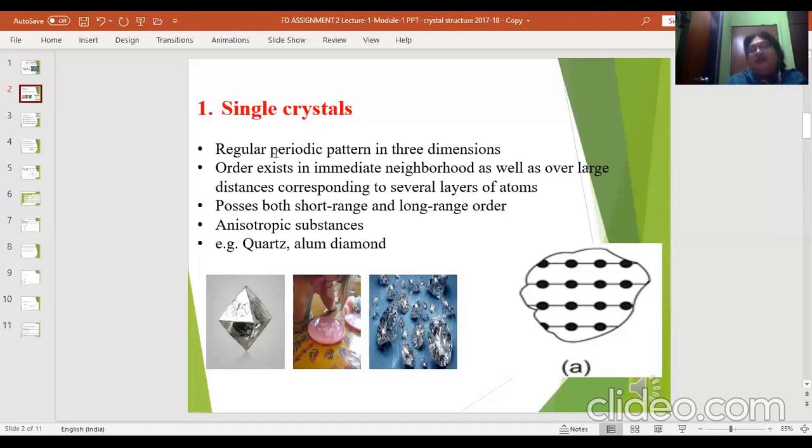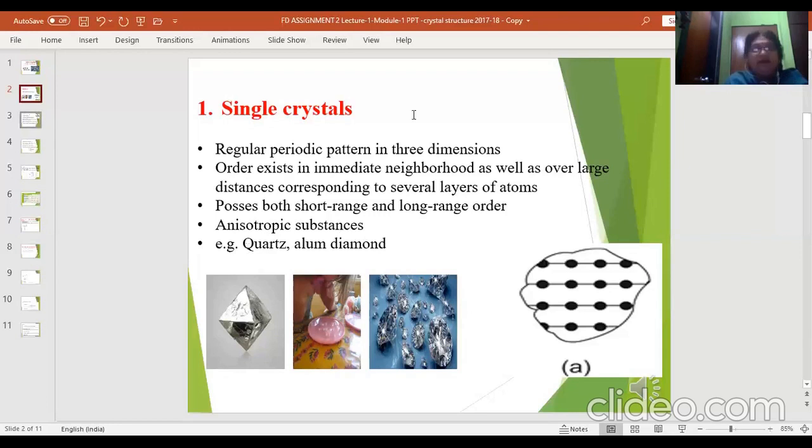So what are the important points about the single crystal? First, they are arranged in a highly geometric periodic style. Second, they have a long range order. Third, they are anisotropic, and fourth, the examples are diamond, alum, and quartz.